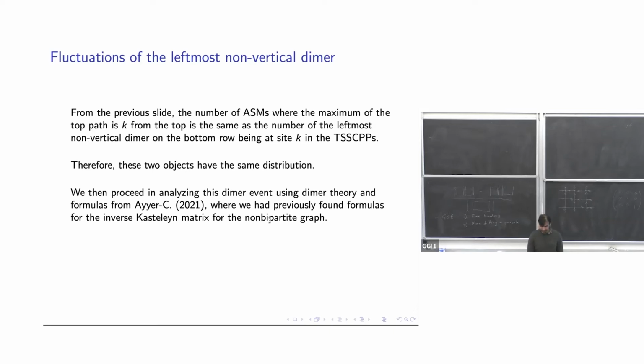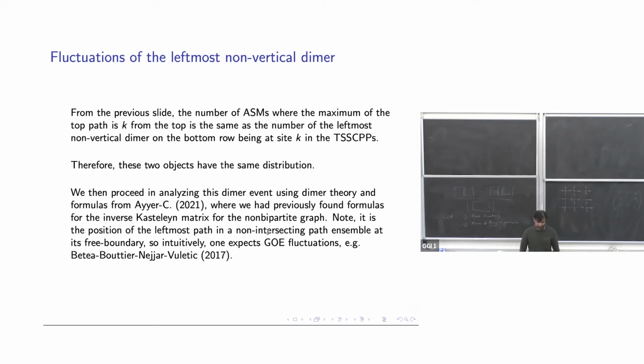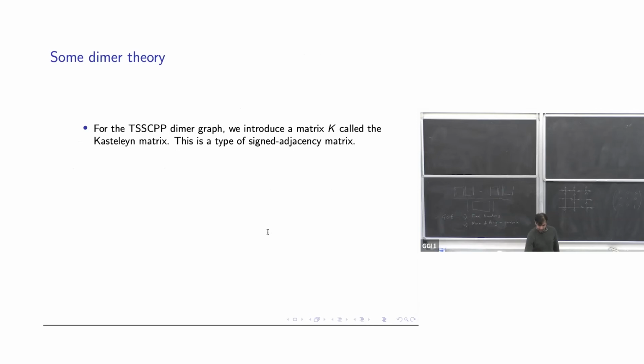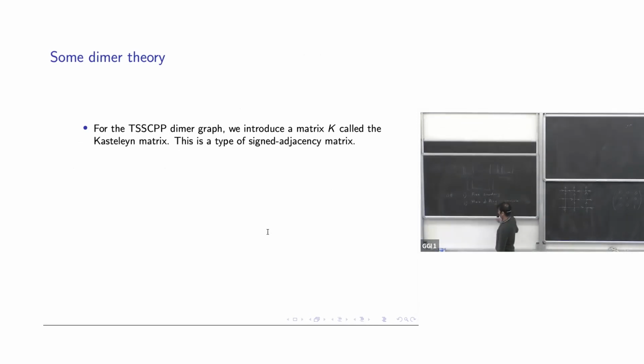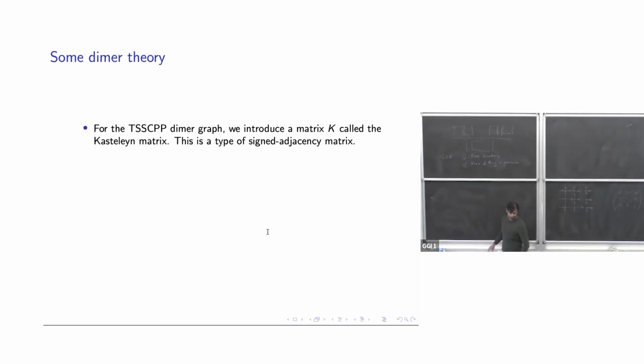Okay, so I'm going to tell you a little bit about how we did that. Okay, so for those that know, in lozenge tilings, or non-intersecting paths, this is like the leftmost point. You're looking at the fluctuations of the leftmost point in a free boundary. So as we mentioned, what you get is a GOE distribution. So this is why you see the GOE distribution. Okay.